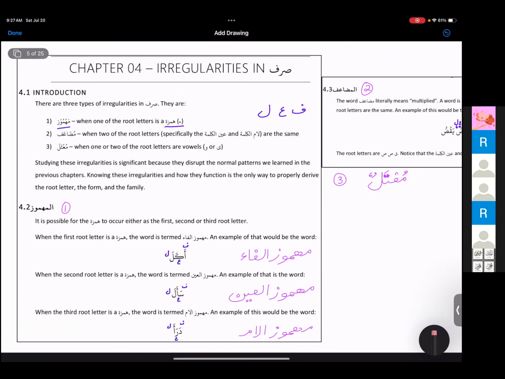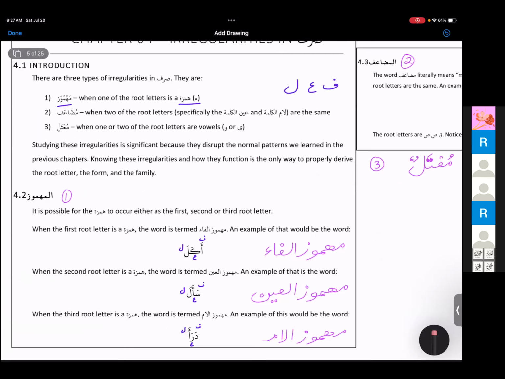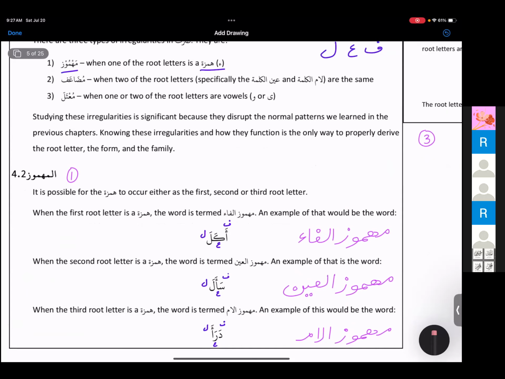So now, look at the Mahmuz. It is possible for the Hamza to occur as the first, second, or third root letter. So this Hamza could be Fa kalima, or Ain kalima, or Lam kalima, and then it further has names. If Fa kalima is Hamza, we call it Mahmuzul Fa. So Mahmuzul Fa means that its Fa kalima is Hamza. Like in the example, Akala. What does Akala mean? He ate. Don't say eat, that is the noun. He ate.